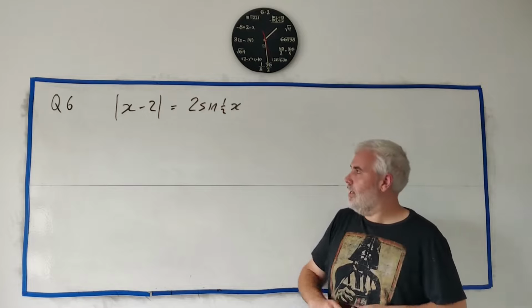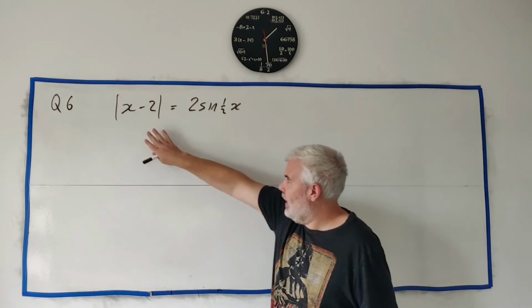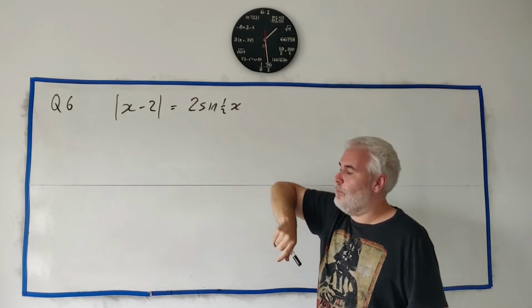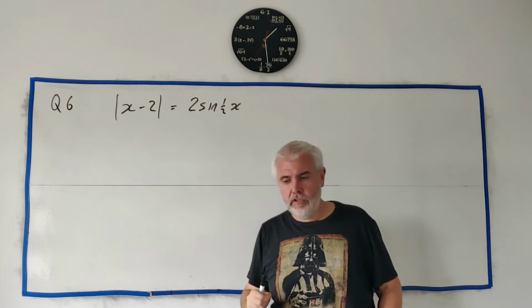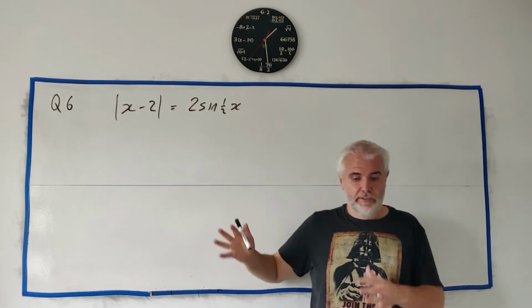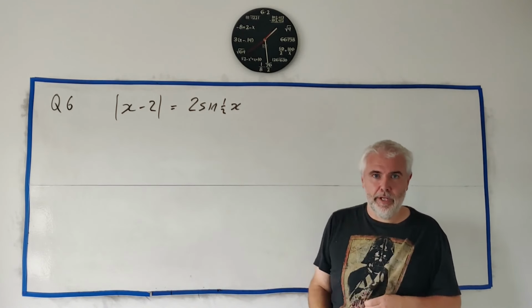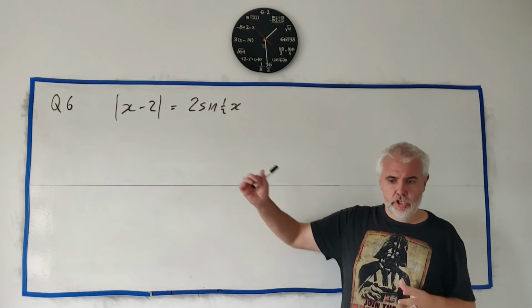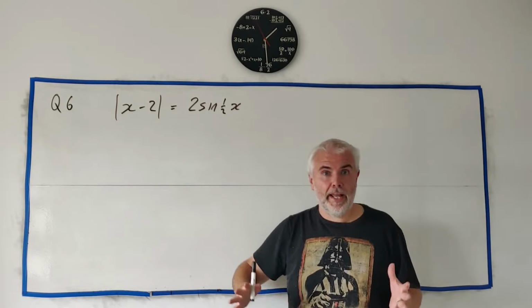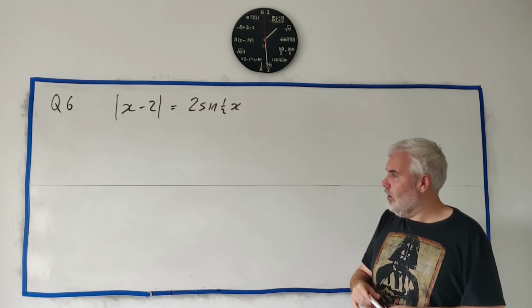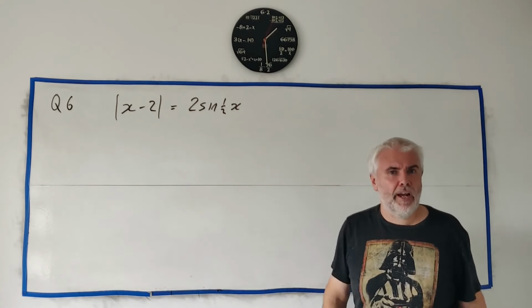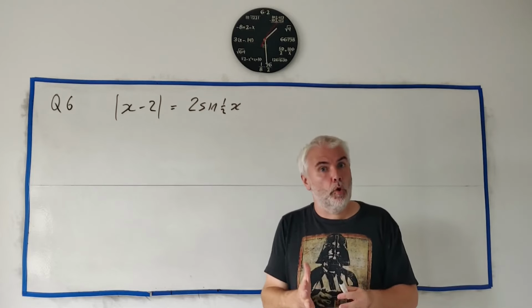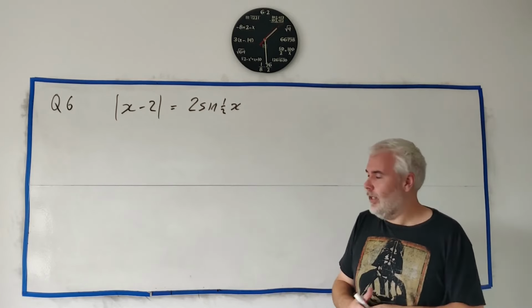In question 6, they give us this equation, the absolute value of x minus 2 equal to 2 sine x over 2. And they ask us to draw a graph of this system, or 2 graphs, that'll show us that this system only has one answer. So how do you do that? I'll do it quite slowly. I'll draw a few different graphs, and then I'll combine them all into one that you would probably draw in the exam.